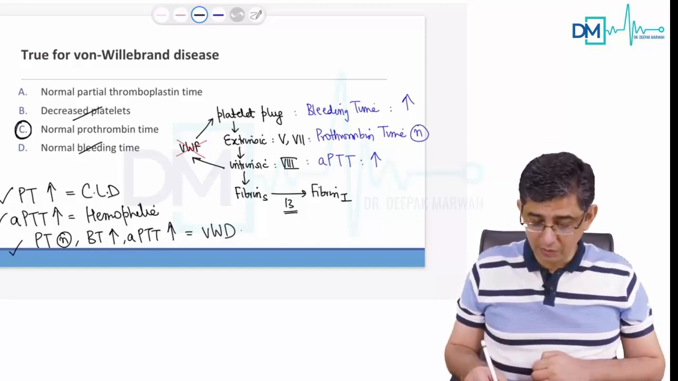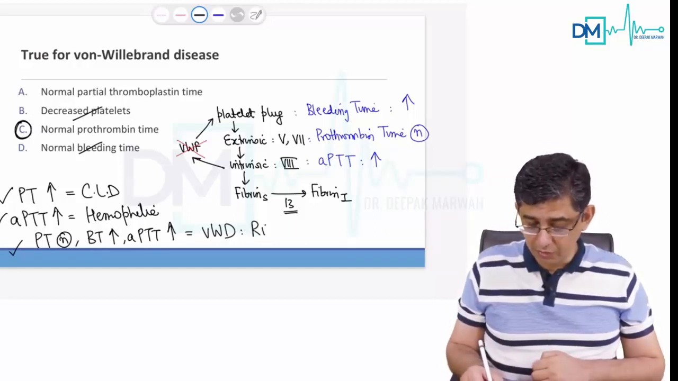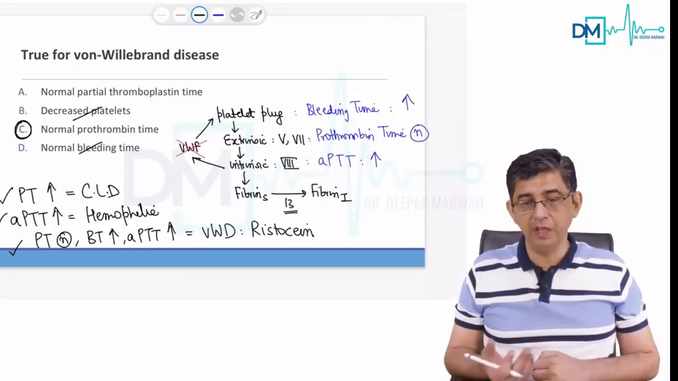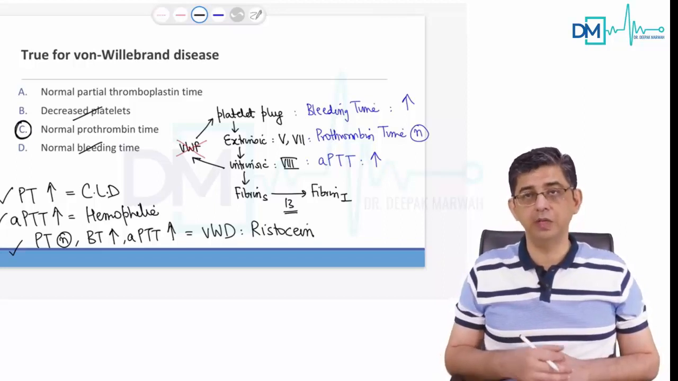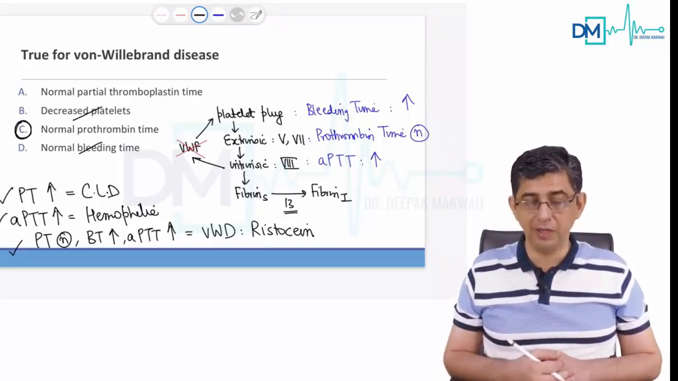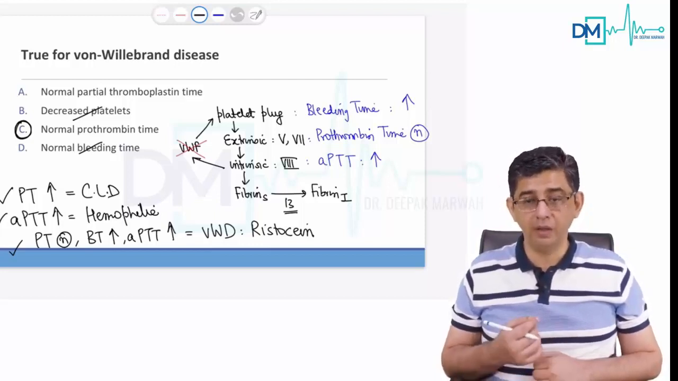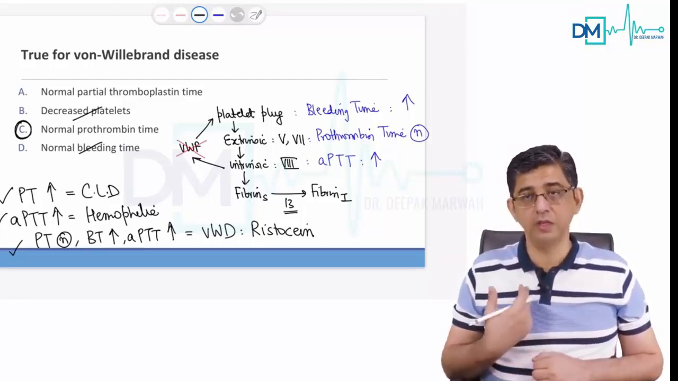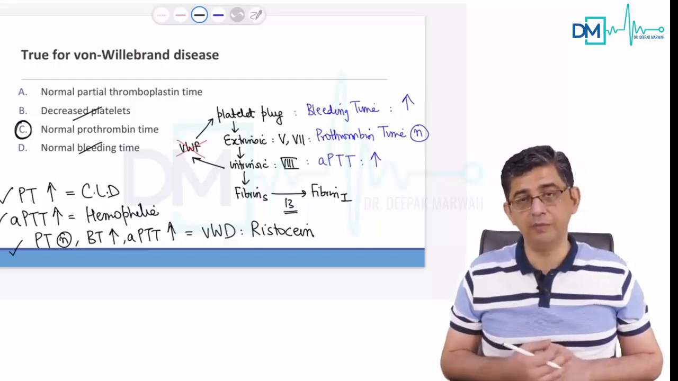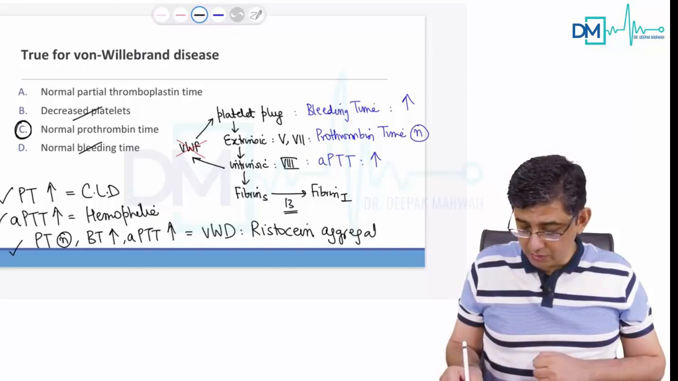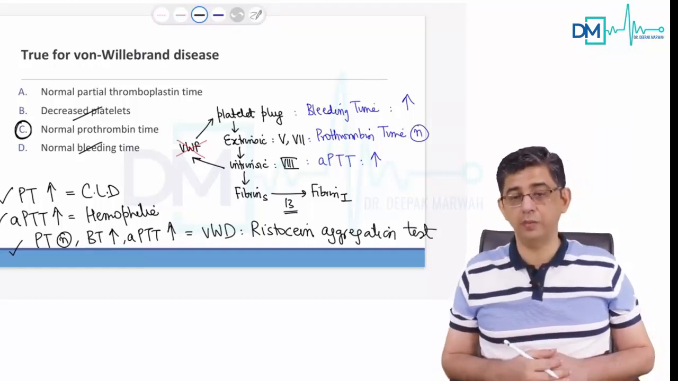For these patients, the investigation of choice is the ristocetin aggregation test. Ristocetin is a product that behaves like von Willebrand factor. So in patients of von Willebrand disease, the sample will not clot in the absence of von Willebrand factor. But once you add ristocetin, which is like an artificial von Willebrand factor, the sample will definitely begin to clot. So the ristocetin aggregation test is the best test for diagnosis of von Willebrand disease.